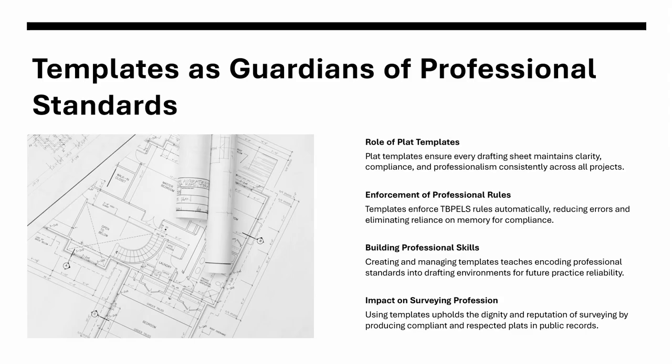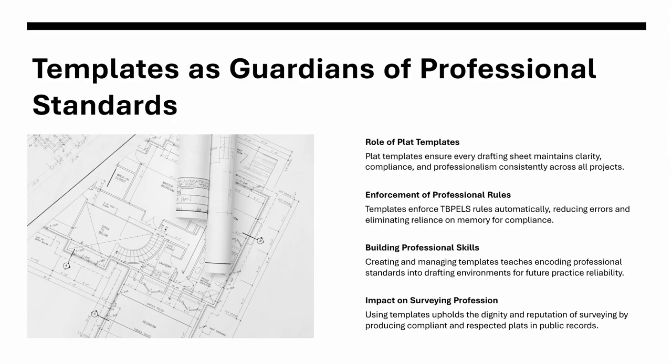Consistency also protects against human error. If every drafter in a firm uses the same layer standards, the same title block, the same curve table format, and the same certification language, then reviewers know what to expect. The likelihood of accidental omissions drops dramatically. And beyond efficiency, consistency builds trust. County reviewers begin to recognize a firm's plats. They know they will be legible, accurate, and compliant. Over time, this reputation becomes a competitive advantage.